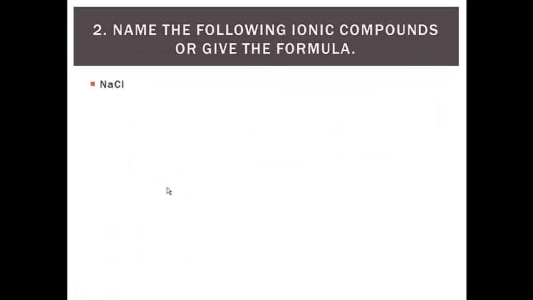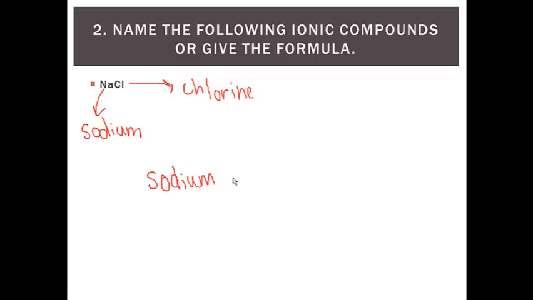Name the following ionic compounds or give the formula. So first we start off with NaCl. So we got to name the pieces here. Na is of course going to be sodium, and Cl is chlorine. So whenever we go to name this, we first write the metal, and then we write the nonmetal, but we're going to change the ending to "ide." So this is going to become chloride instead of chlorine.